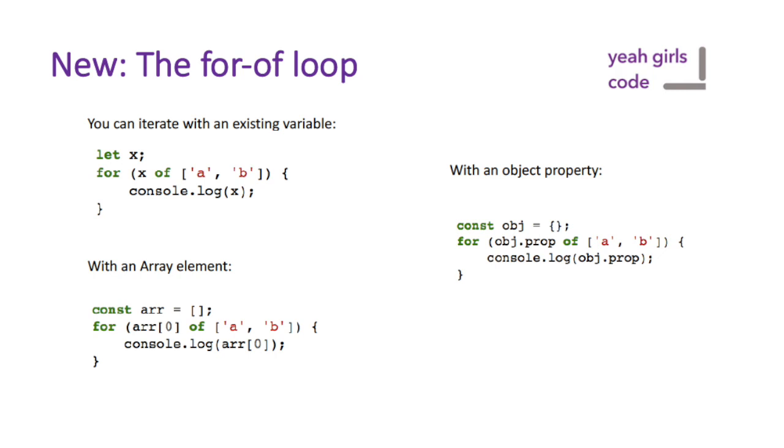So you can iterate with an existing variable. For example, let x; for (x of ab) console.log(x), with an array element, as you can see on the code, and with an object property. So don't hesitate to pause the video and look at these codes and try to see what's going on. It's really straightforward. If you can really understand what's going on, you can use it on a lot of different things. And as you can see, it's really intuitive.